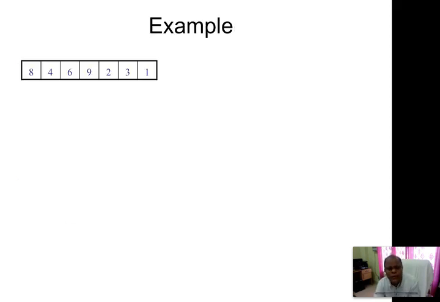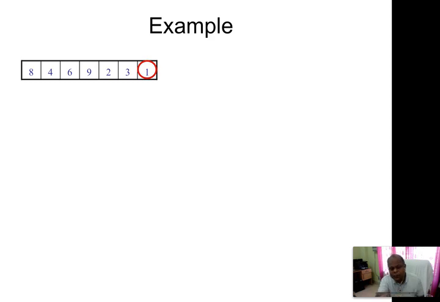Let us check what is happening. See, this is the case. The same example we have taken: 8, 4, 6, 9, 2, 3, 1. This is the example, and we want to sort it in ascending order. Now, in the first position, where the 8 is, the smallest element should be there. In the second position, where 4 is, the second smallest element will be there. In the third position, where 6 is, the third smallest element will be there. This is the way.